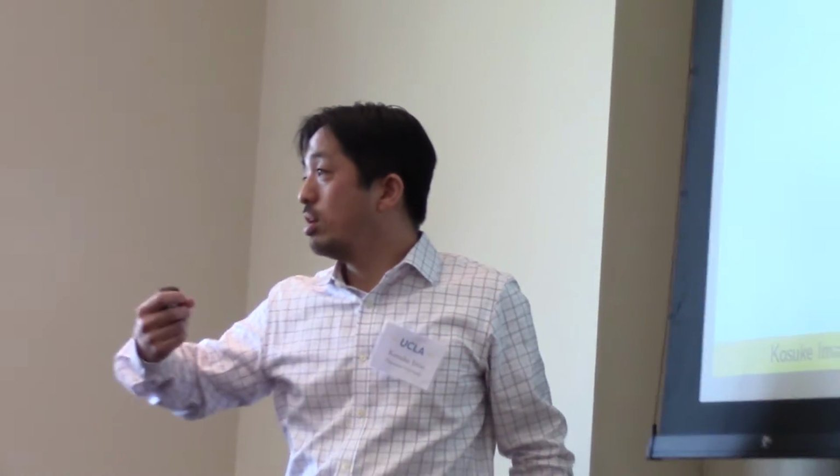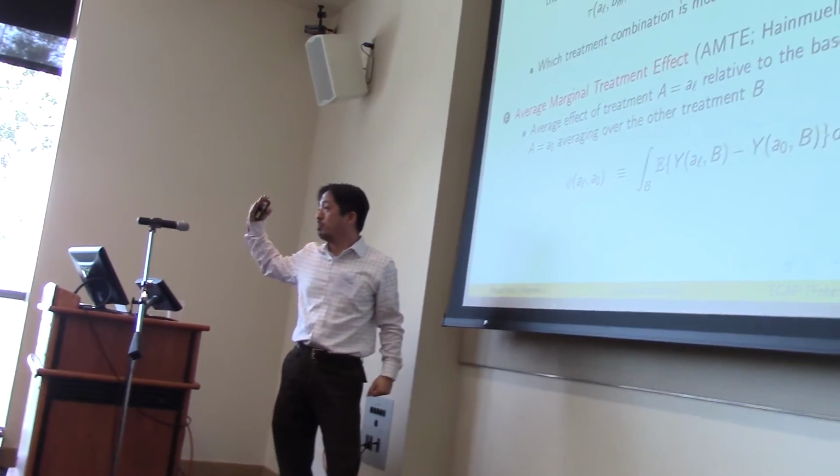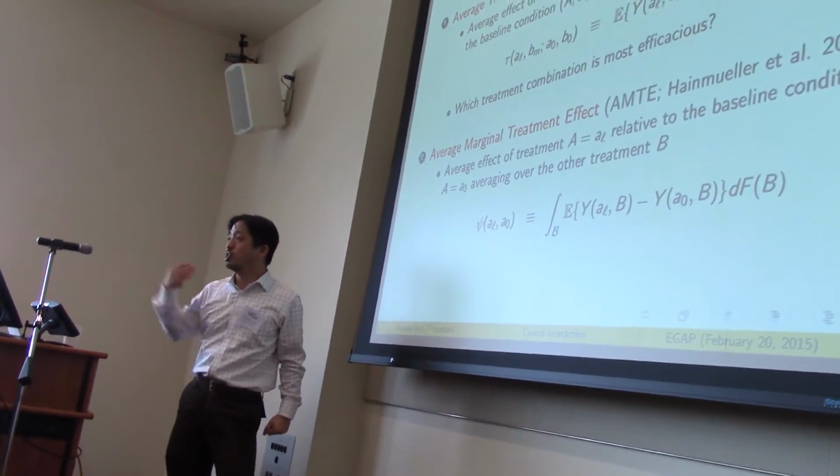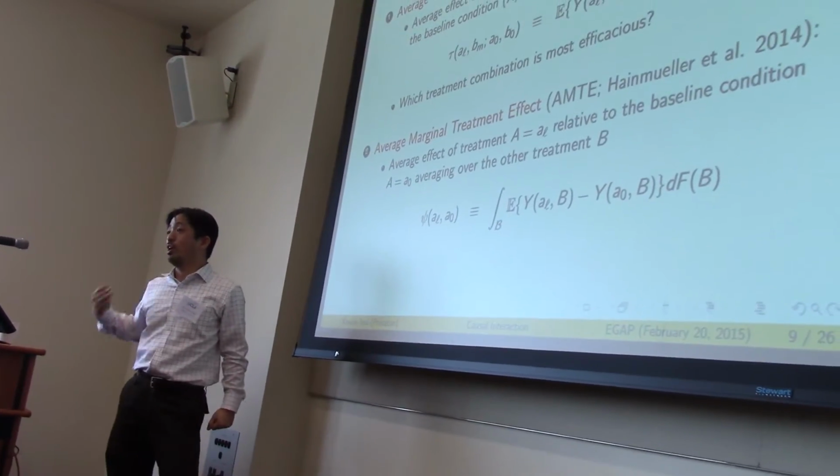Now this is another quantity that's recently introduced by Jens and Tepe and Dan. This is the sort of effect that we built on, and in fact our work basically generalized this to the interaction. They've called this the average marginal treatment effect. Okay, so what's that? Well, basically what they're doing is they're looking at the effect of A relative to the baseline condition A0, but averaging over, instead of conditioning B to a particular value, the distribution of another treatment.